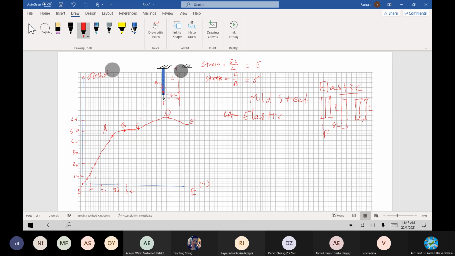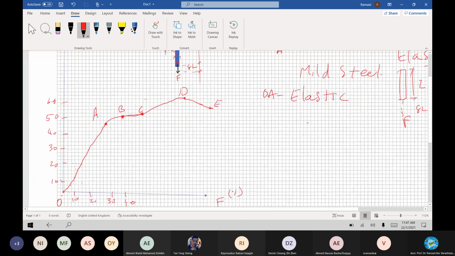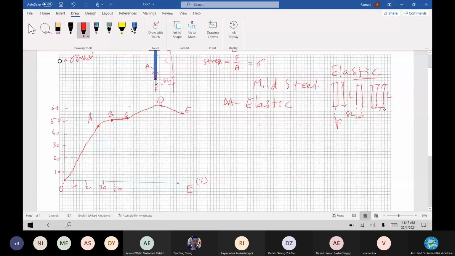Application of load F to this member and its response. First one we analyze is O to A. O to A is the elastic limit, meaning once you release the load, it will get back to the original shape. If I show the animation, it will be interesting to you.